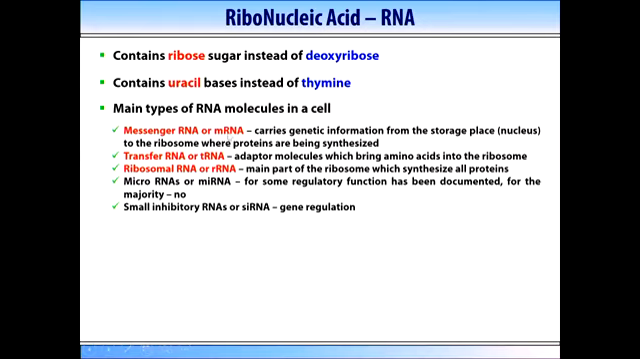And here are just the main types of the RNA molecules in a cell. There are three main types. Messenger RNA, that's a genetic information carrier. Basically it's a temporary copy of the gene in the chromosome.